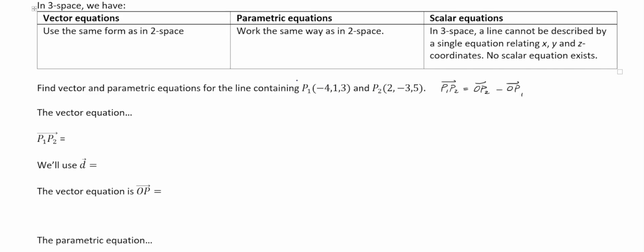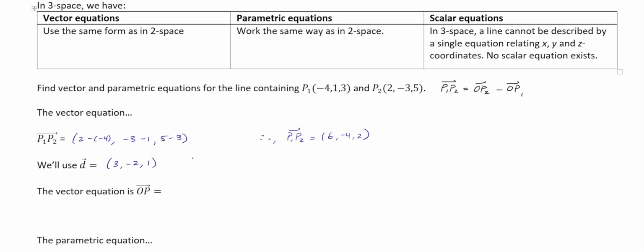So we have 2 minus minus 4, right? Negative 3 minus 1, and then 5 minus 3. So therefore, the vector p1p2 is equal to 6, negative 4, and 2. What we can see is that this vector can be reduced, and so we're going to reduce it to use as the direction vector.